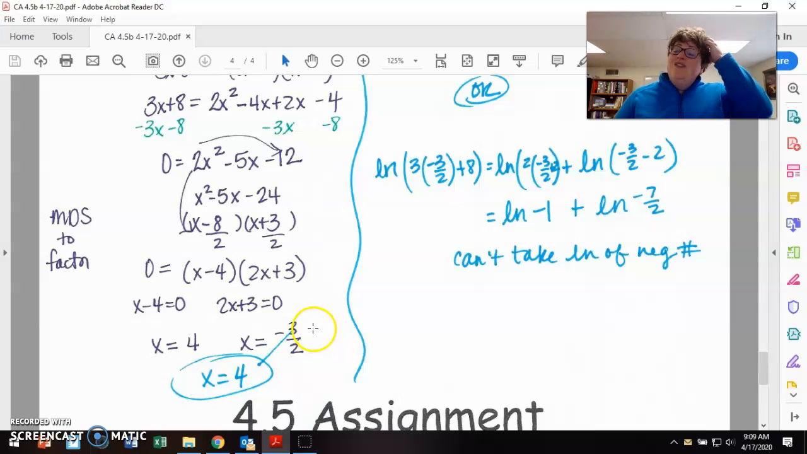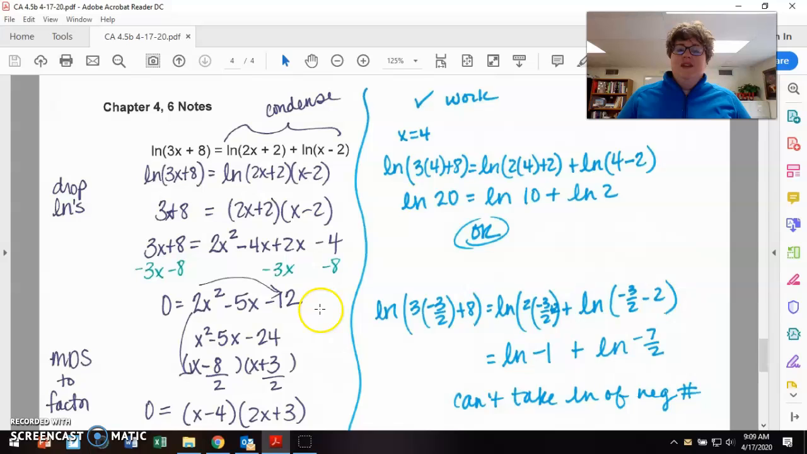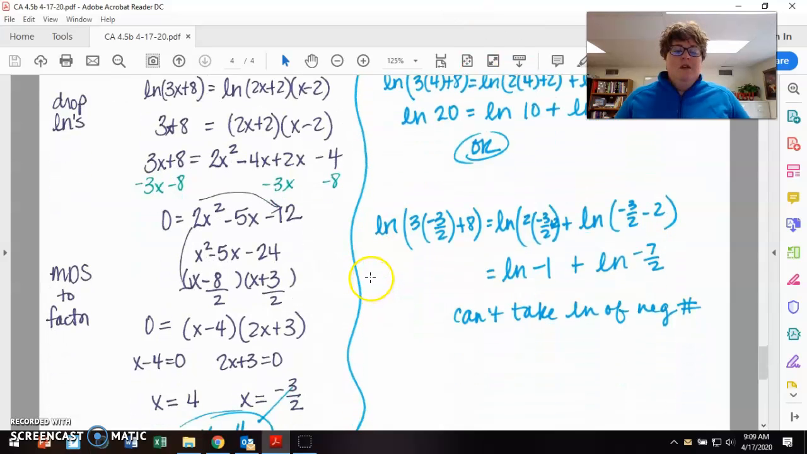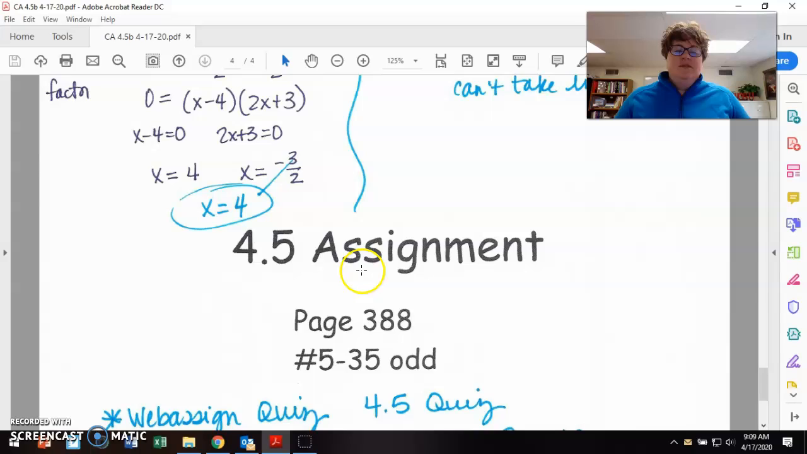And again, you've got to plug in if you condense. What we find is 4 does work, but -3/2 does not work. And it's not because it's negative; it's because when I plug it back in, I end up getting some negative numbers. So solving logs, make sure you look at those.